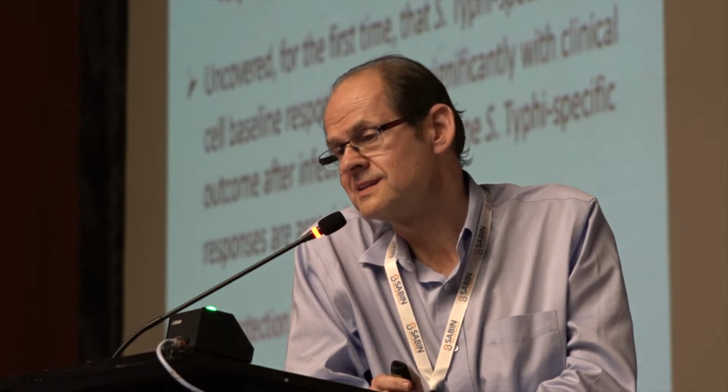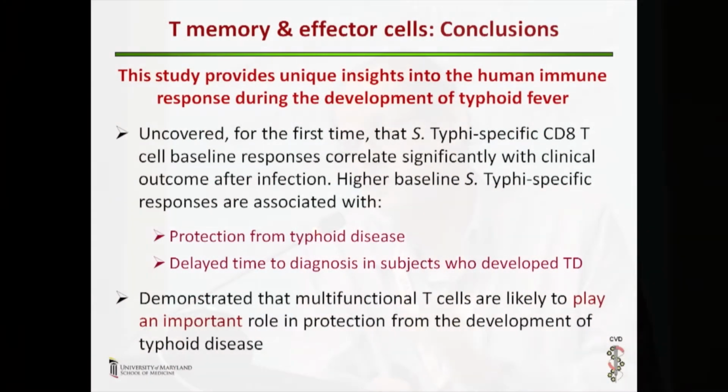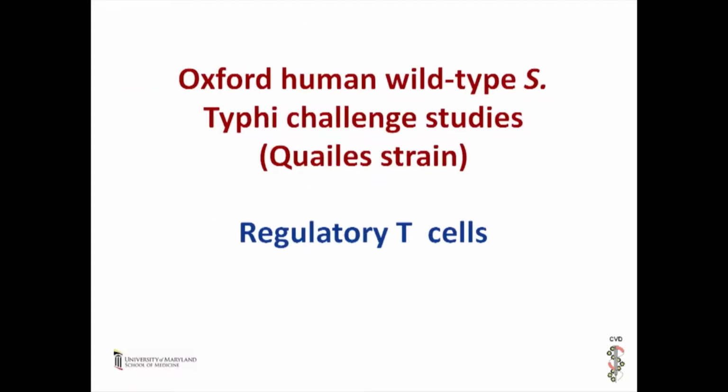So the conclusions: obviously we have much more data that I couldn't show, but we also demonstrate a delayed time to diagnosis in the subjects who developed typhoid disease, as the responses were higher at baseline, and also that what really correlated with response is very discrete sets of multifunctional cells. Now, we were also very interested in studying regulatory T cells, because I am a firm believer that what in the end will result in protection is a balance between regulatory T cells and effector T cells. Because if you have too many effector cells, you might have reactogenicity as opposed to protection.